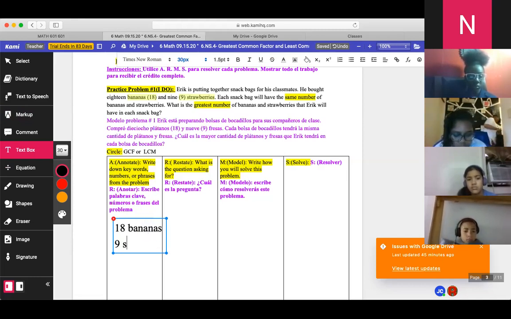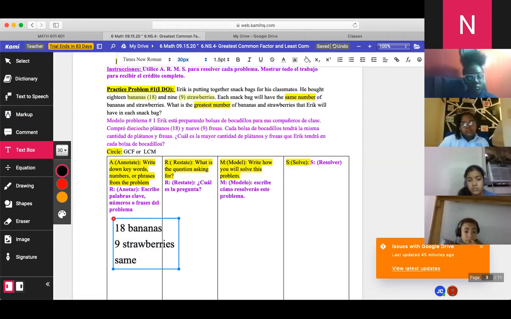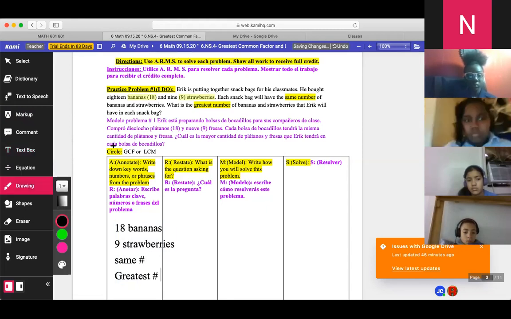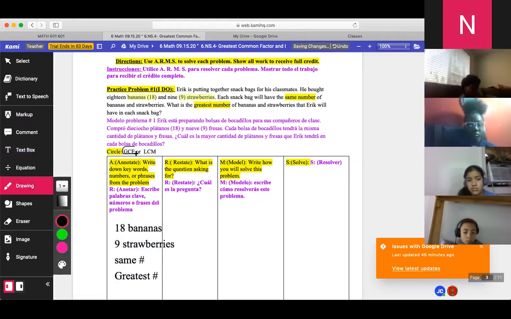In this example, you also have the words "same number," which is key to identify that they need to have the same number in between all. But you are also looking for the greatest number of bananas and strawberries to find out that it is for GCF. For GCF for us, that's perfect.